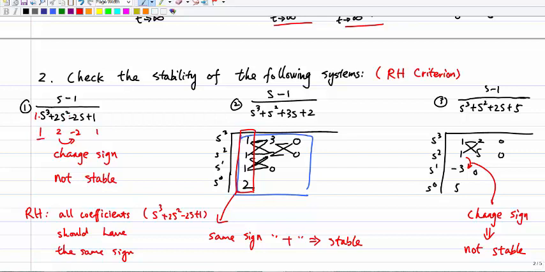And 2s squared, so I have a coefficient which is 2. And s, I have coefficient negative 2. And the constant value, you can consider this as s to the 0, right? So I have coefficient which is 1. So all those coefficients must have the same sign.